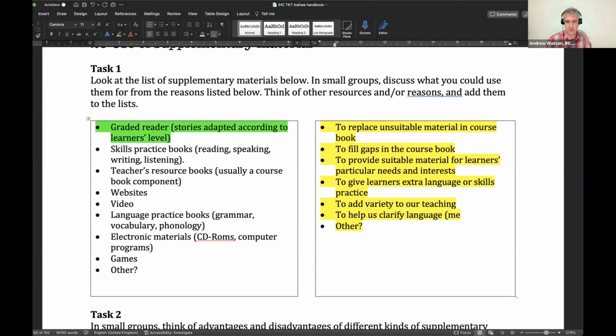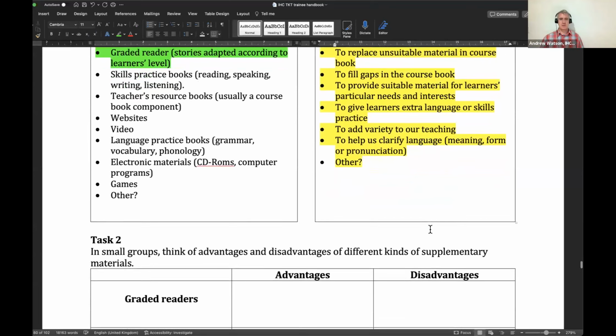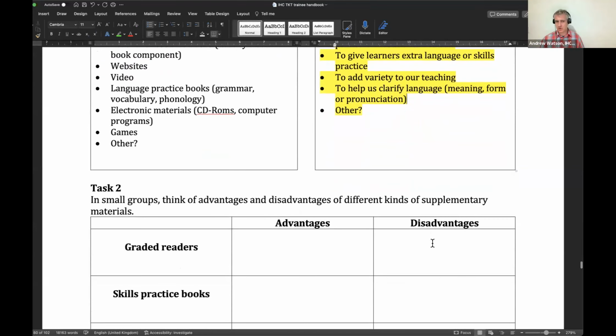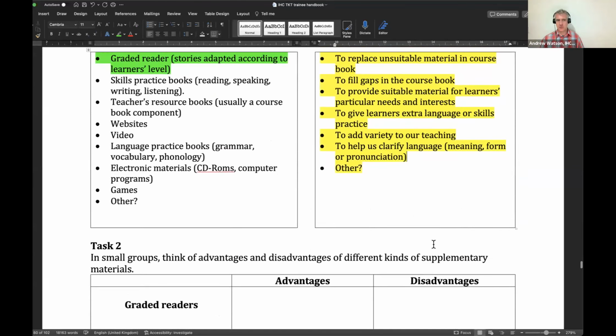Meaning, form or vocab, meaning or pronunciation, right? Yeah, I agree with all your ideas there. Good. So let's move on, unless you have any questions.